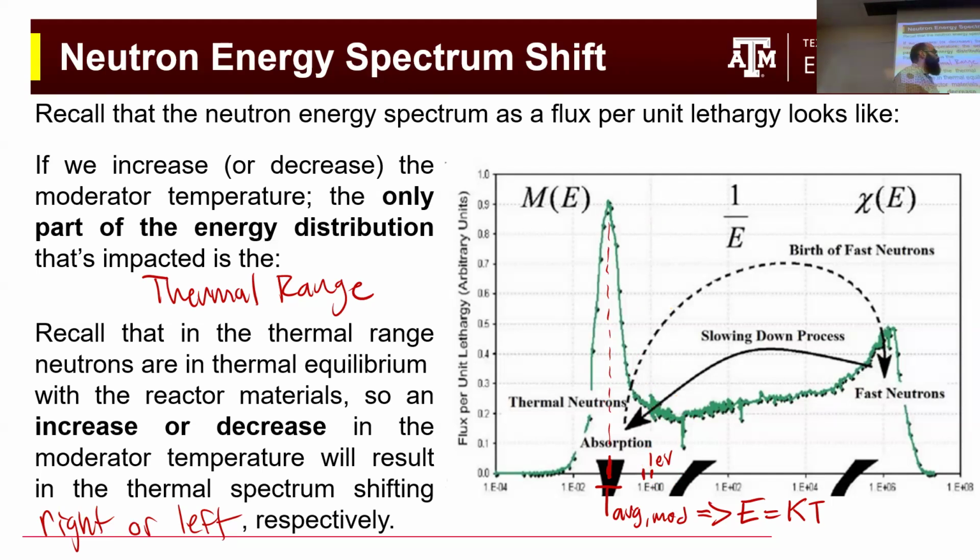So if I ever ask you, how does a temperature change affect the fast spectrum of our reactor? Or how does a temperature change affect the slowing down spectrum? It doesn't have any effect. The temperature change would only affect the thermal part of our energy spectrum.